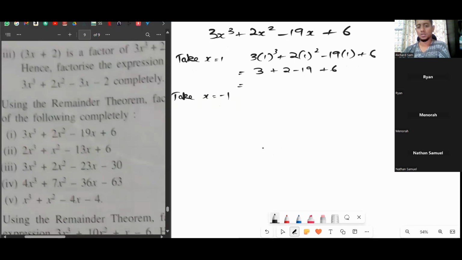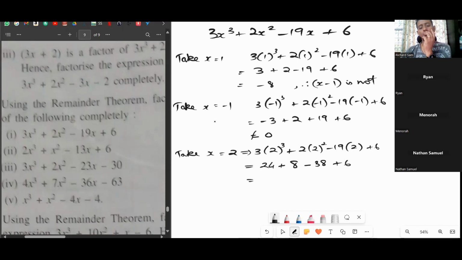So x minus 2 is a factor. For x is equal to 2, we got 0. Therefore, x minus 2 is the factor.